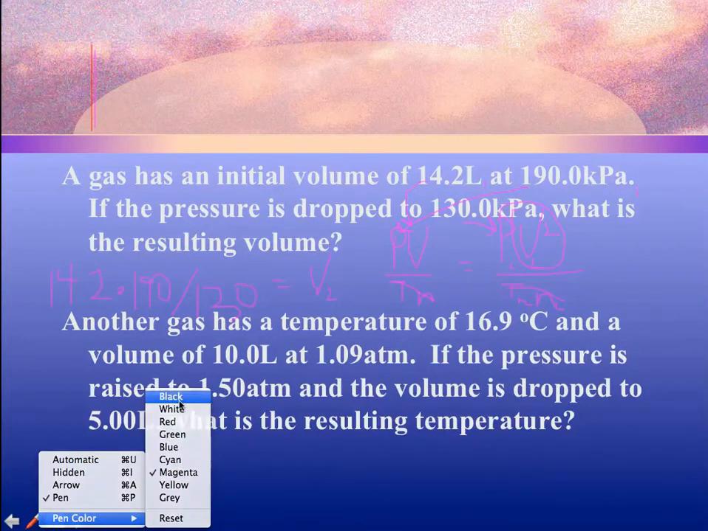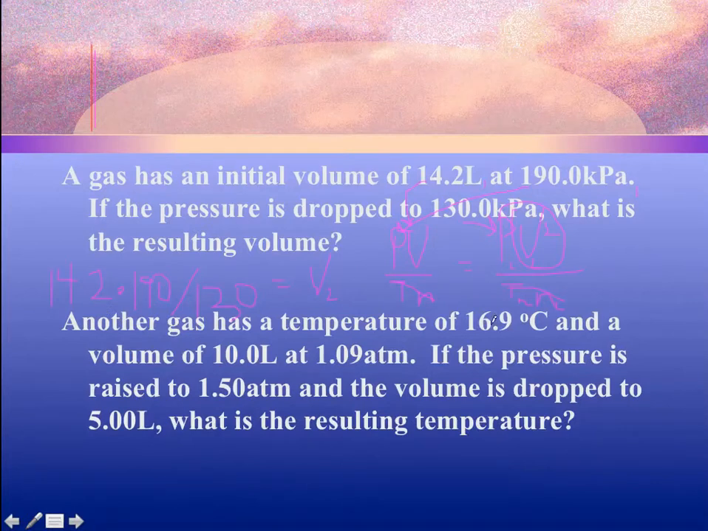All right, so our next example is another gas has a temperature of 16.9, so this is a T1, and a volume of 10 liters, so that's V1, at 1.09 atmospheres, so that's P1. So if the pressure is raised, so this is a P2, and the volume is dropped, so this is our V2, what's our resulting temperature? So what do we have? We have P1, V1, T1, P2, V2, with the moles being constant.